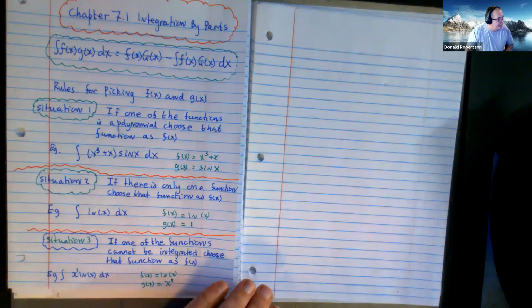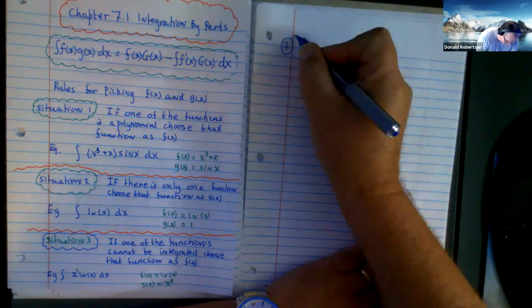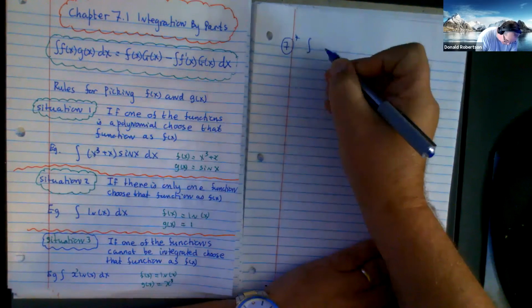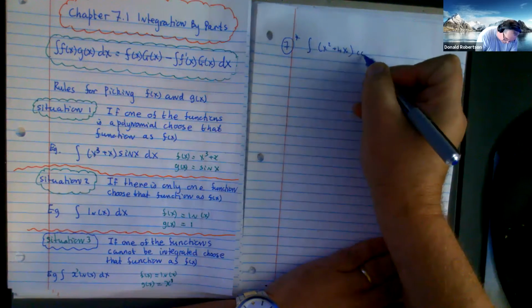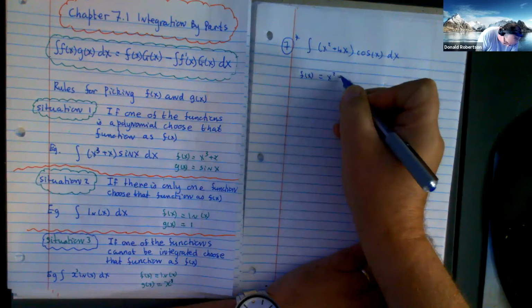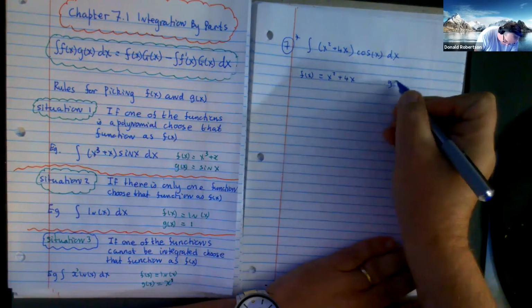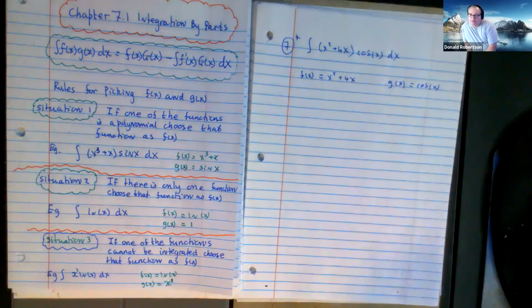So no particular reason. Let's do this one. This is a version of question 7. So it's going to be the integral of x squared plus 4x cosine of x dx. And we've already talked about one, so I hope that you would be comfortable with your f and your g. You feel good with those two guys? Right.